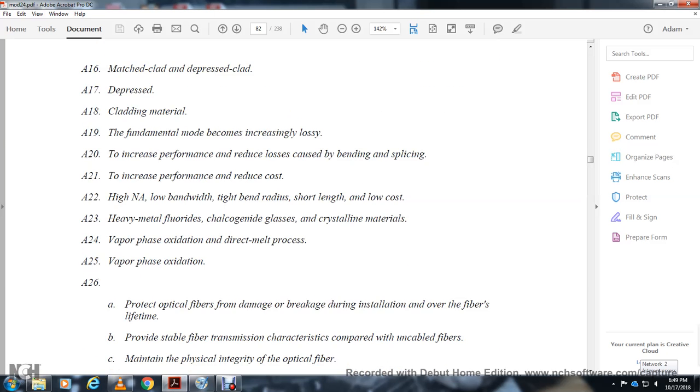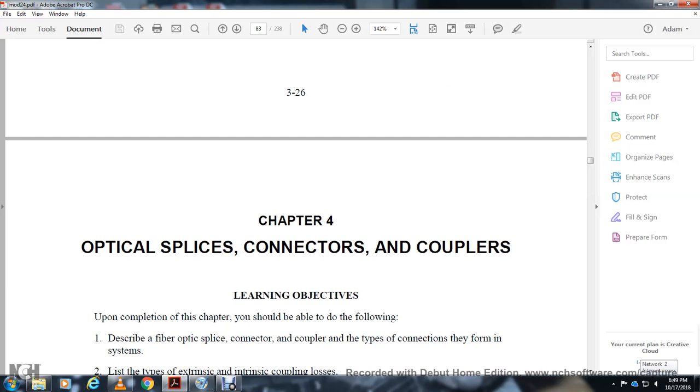That was the chapter 3 summary. Chapter 4: optical splices, connectors, and couplers.